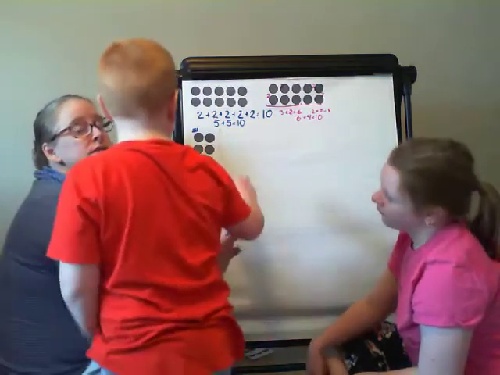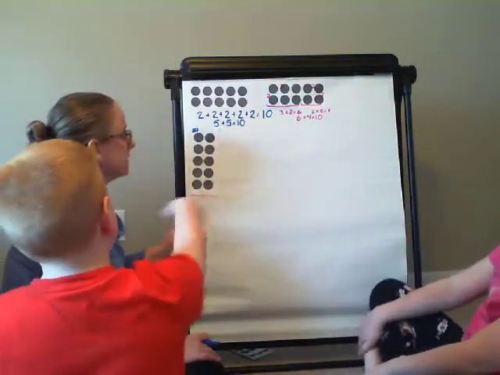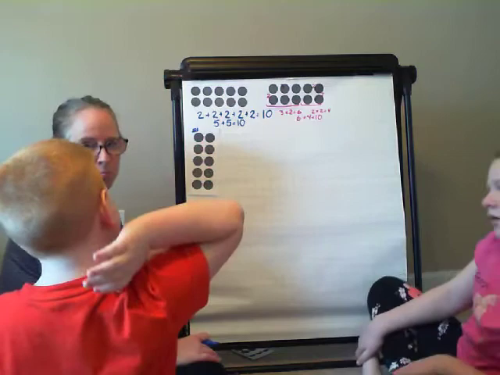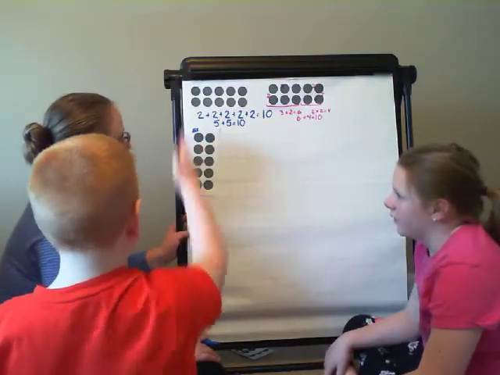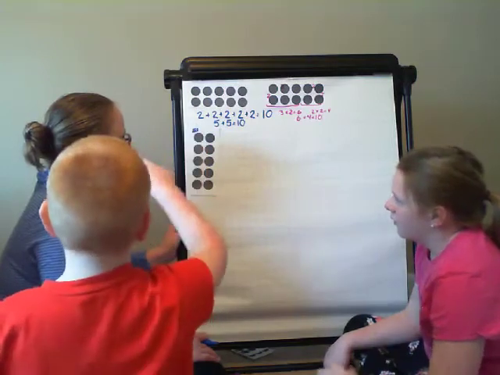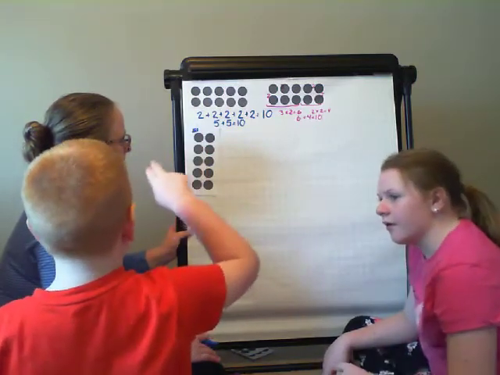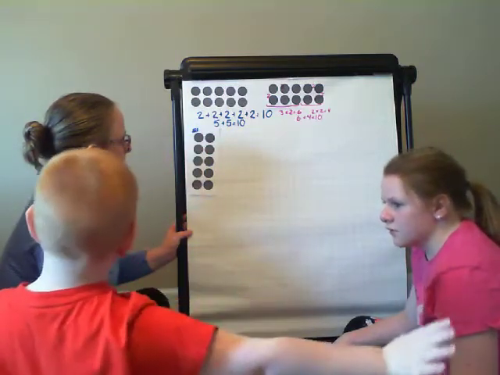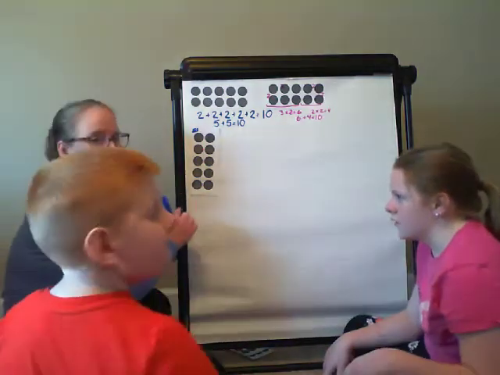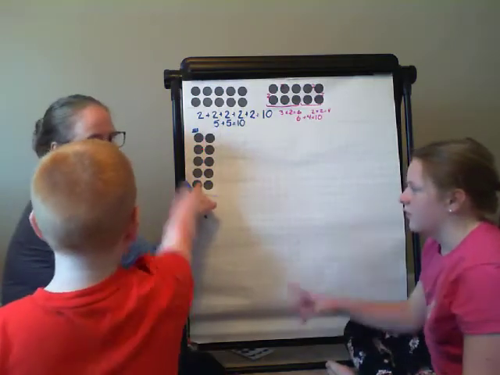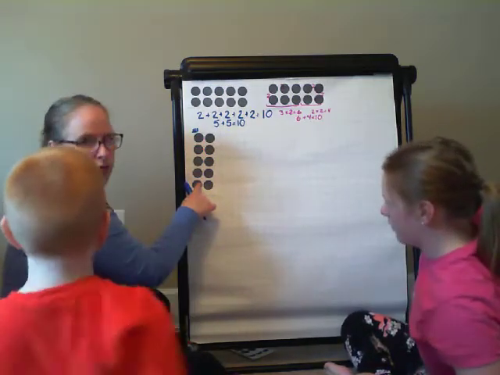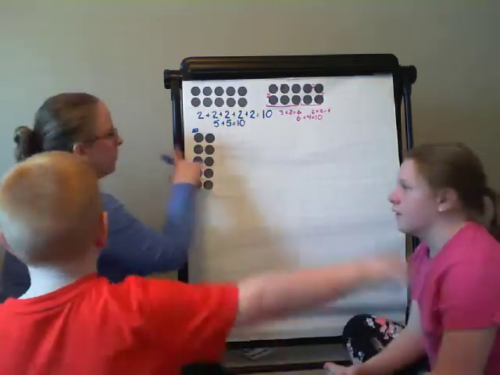Use your words. I see 5 rows coming down, 2 rows of 5 coming down, and 5 rows coming sideways. Okay, so you're using the word row. So do rows go this way or this way? This way. Rows go this way.